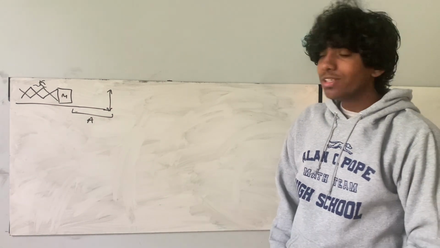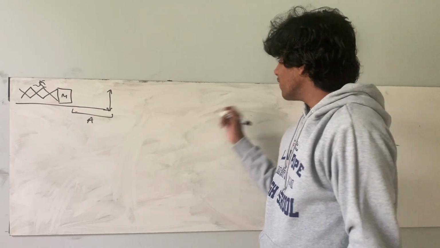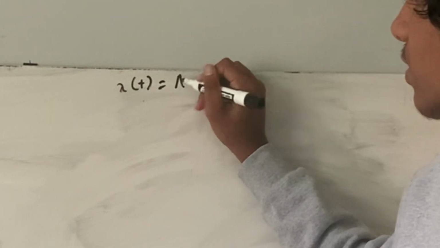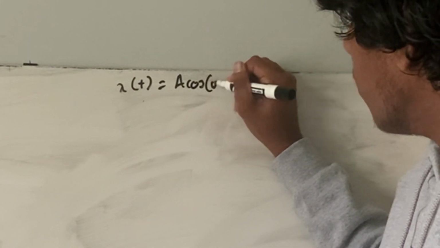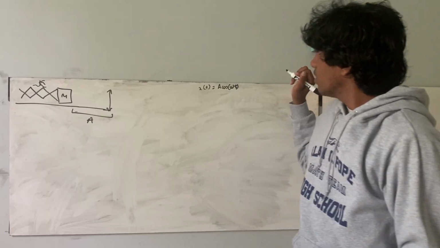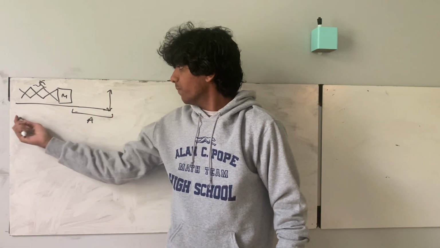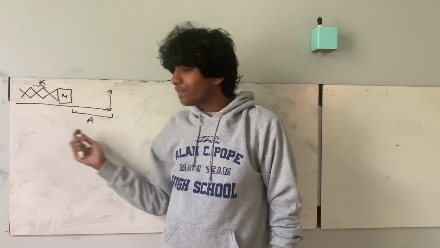So, as the video title says, we're going to be proving, I forgot to write it down, but x of t equals A cosine omega t for all x along the simple harmonic system where it oscillates back and forth.